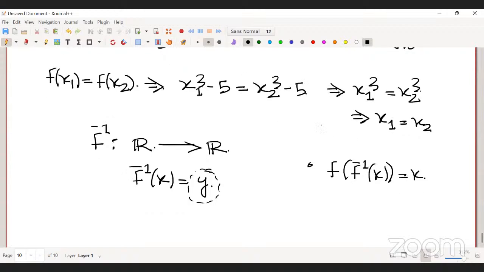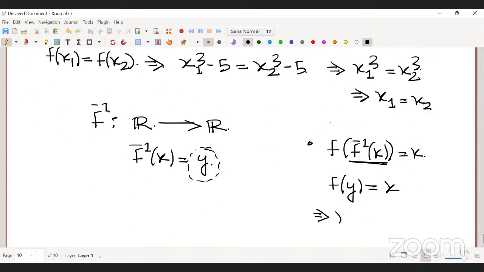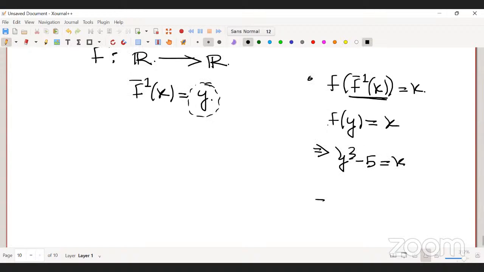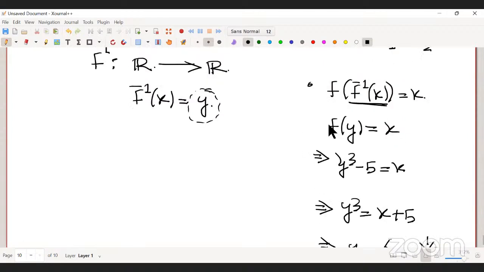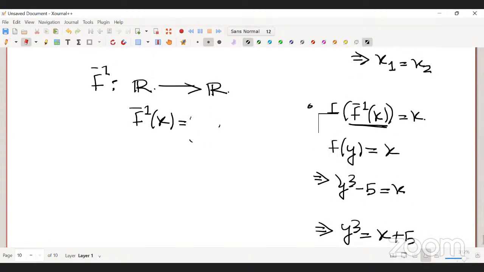So now f of f inverse x equals x, so f of y equals x, since f inverse x by definition is y. And what is f of y? y cube minus 5, which is x. That means y cube equals x plus 5. So y equals (x plus 5) to the power 1 by 3. So then my f inverse is nothing but (x plus 5) to the power 1 by 3.